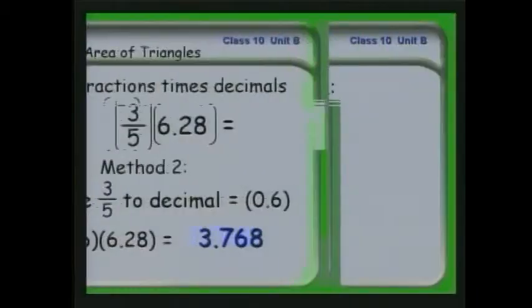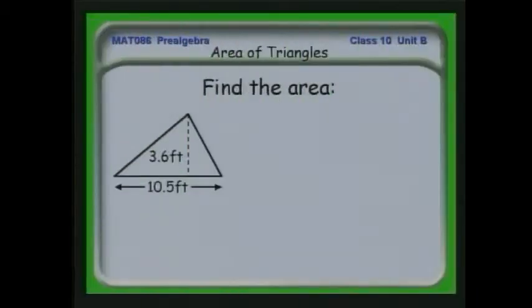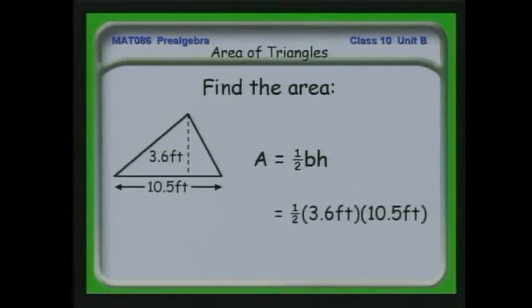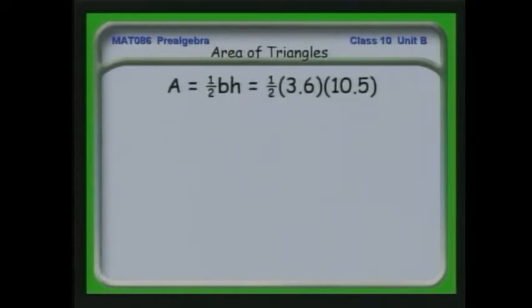Let's actually calculate some areas now. Let's find the area of this triangle. We have a triangle whose base is 10.5 feet and whose height is 3.6 feet. The formula for the area is 1/2 the base times the height. We plug in, then we can continue to do the math.